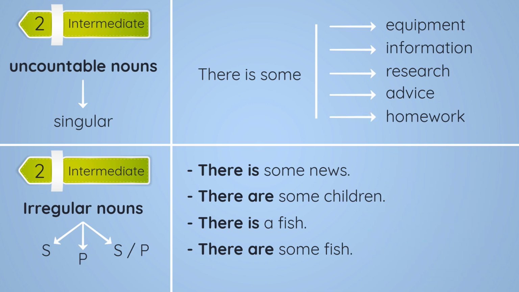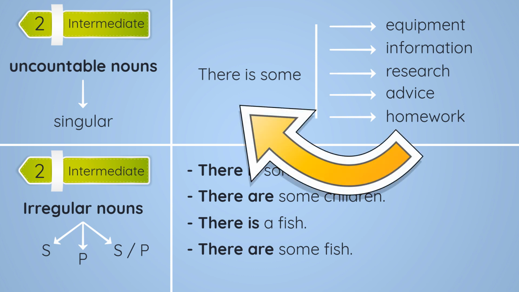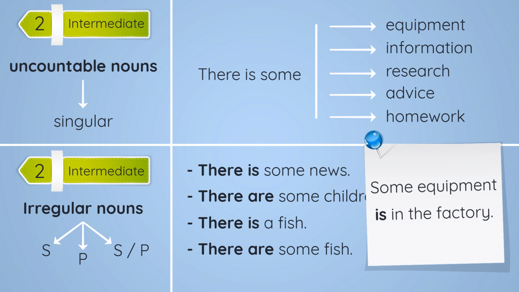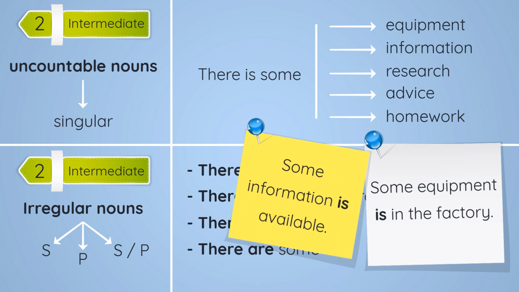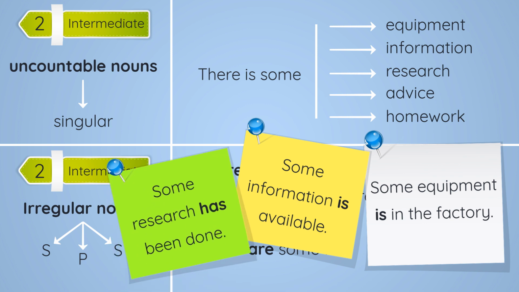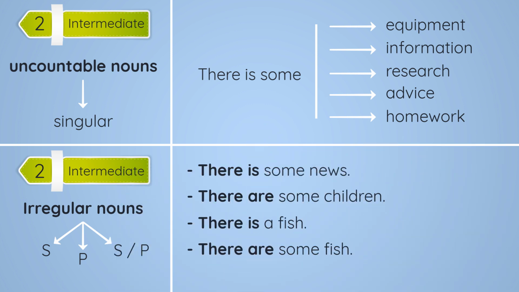Okay? Now, even though I have given the example here of there is and there are, even if you turn these sentences around, they would still be singular, right? For example, some equipment is in a factory. Some information is available. Some research has been done. But right now we are trying to see how to use these with that common expression there is or there are. Let's go to another kind of noun and see what happens.